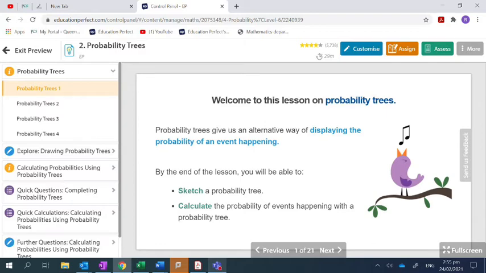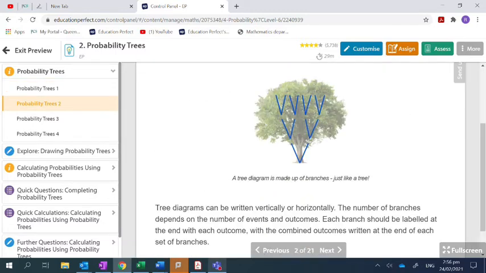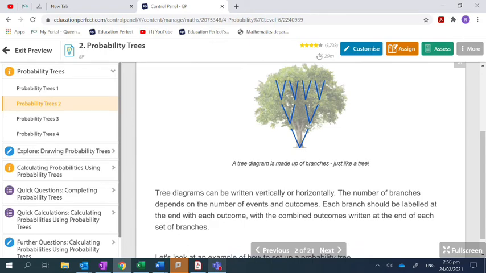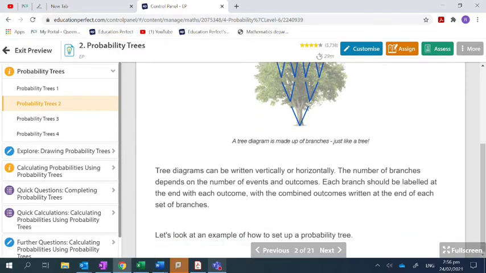Okay. For this, you can just still stay in your notebooks for right now. Probability trees give us another way of displaying the events of probability. So by this lesson, you're going to be able to sketch a probability tree and then calculate the probability of events happening by using that tree. Right? So we're going to draw the sketch and do it. So a tree diagram is made up of branches, just like a tree, but notice they went up with these, but we're not going to do that. I want you to always draw them horizontally. They're just easier to read if you do it across instead of up.